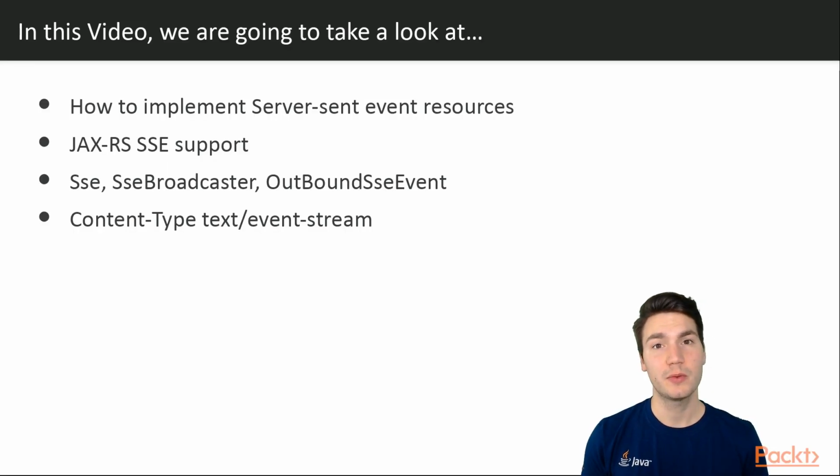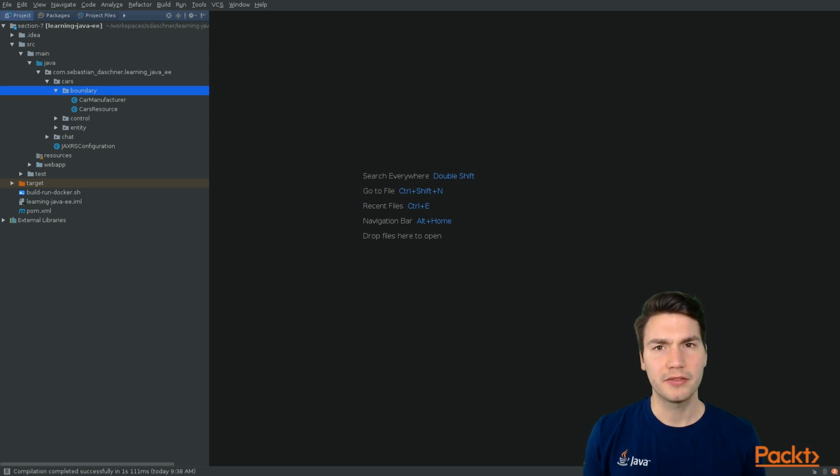We're going to see how we implement these server-sent event resources and how JAX-RS supports SSE. And then we're going to see how to use the types SSE, the broadcaster, and outbound SSE event with the content type that we need, text/event-stream. So let's assume we have our car application again, and let's stream the output for created cars.